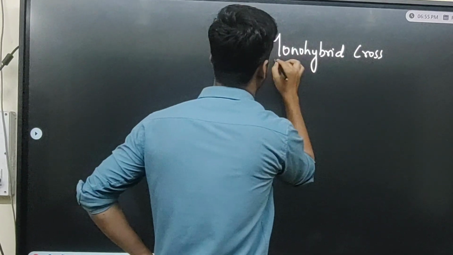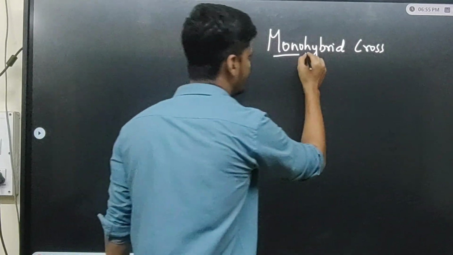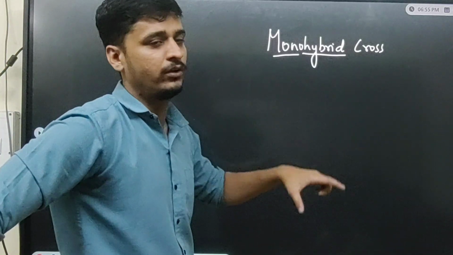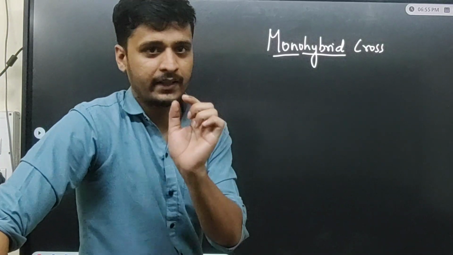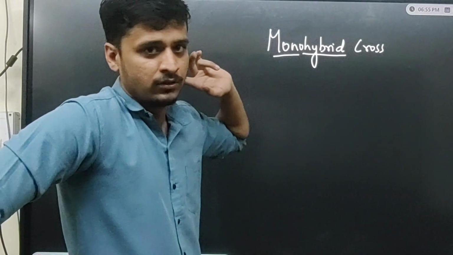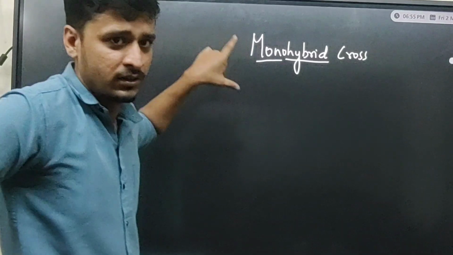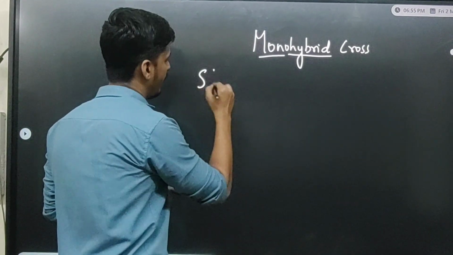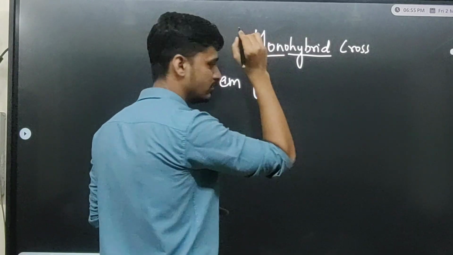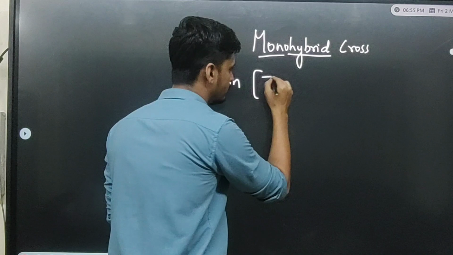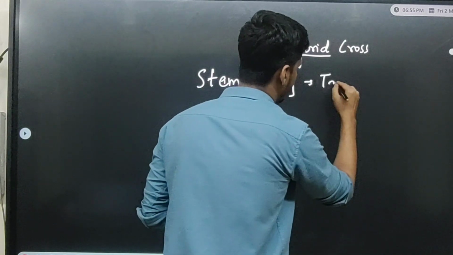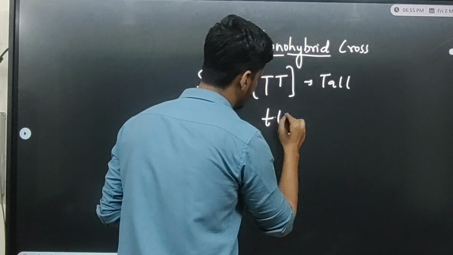So you all know what mono is. Mono means single. Okay, hybridization means fertilization. So when only one character is involved in a cross, that cross is a monohybrid cross. Here Mendel chose stem height in the monohybrid cross. And we all know stem height is controlled by two alleles. When it is tall, it is controlled by capital T meaning tall, and small t dwarf.